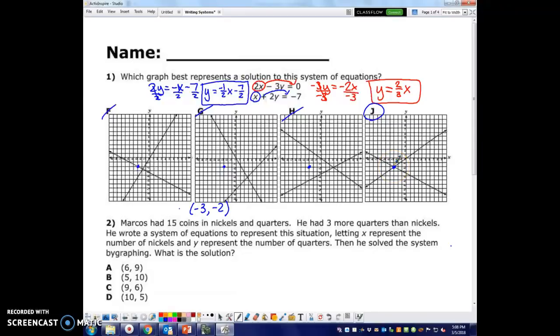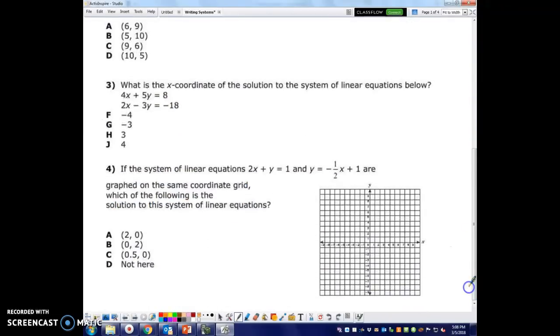Okay? Now let's look at number 4. Number 4. The system of linear equations 2x plus y equals 1 and y equals negative 1/2 x plus 1 are graphed on the same coordinate grid. Which of the following is the solution to the system of linear equations? So these, again, I would suggest graphing it. Okay. Move the x over. So this becomes y equals negative 2x plus 1, that 2 coming over. And then we have this one, y equals negative 1/2 x plus 1.